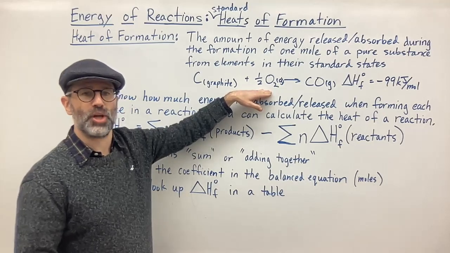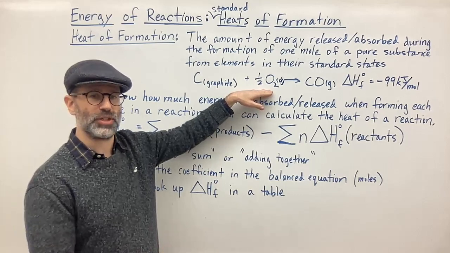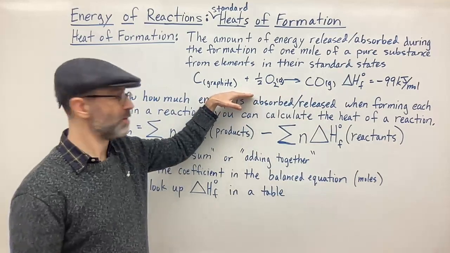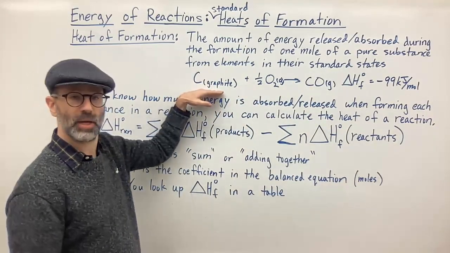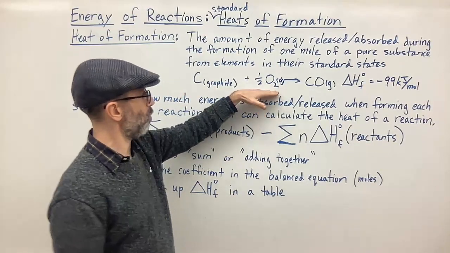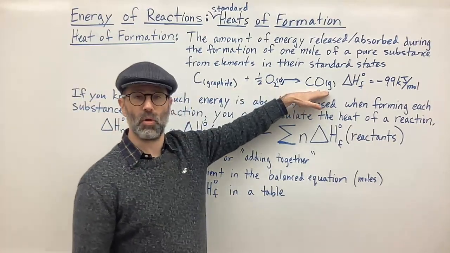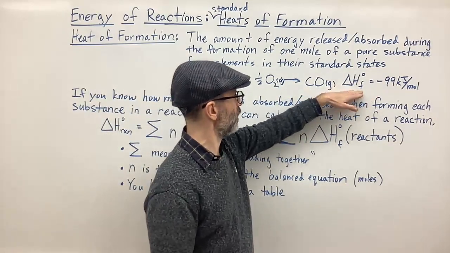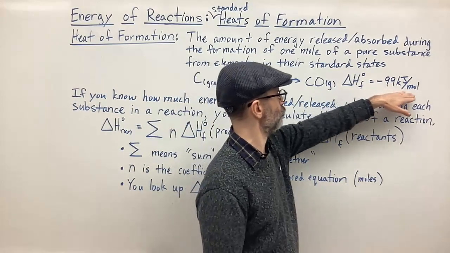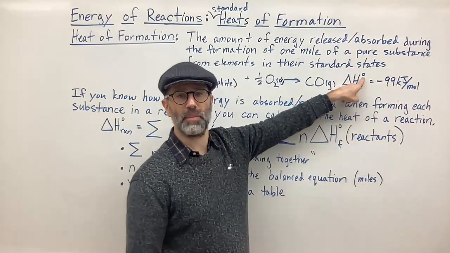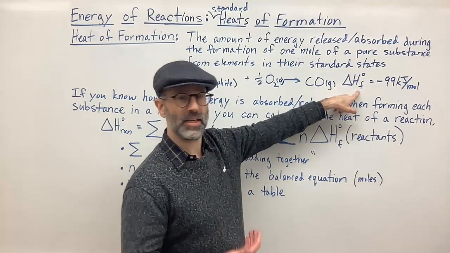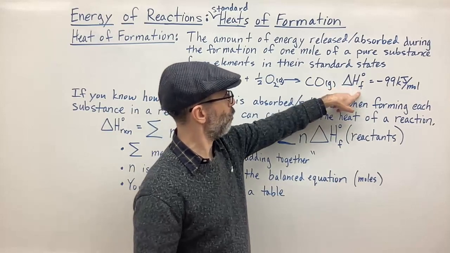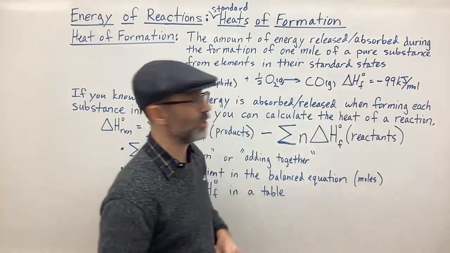This is pretty much the only time where fractions in your coefficients are allowed, because we're trying to have a heat of formation equation here. So 1 mole of carbon graphite plus a half a mole of oxygen will form 1 mole of carbon monoxide. For this reaction, the standard heat of formation is negative 99 kilojoules per mole. This little circle up there means standard. The F means formation. So this is referring to the change or heat for the standard heat of formation for this particular reaction.